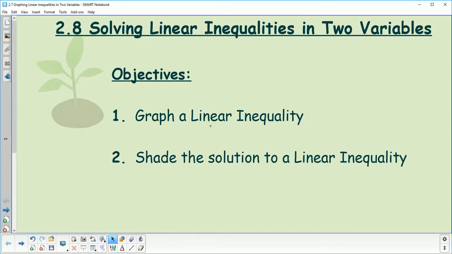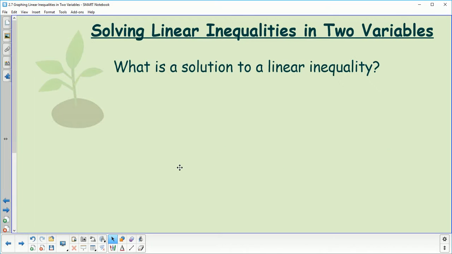Basically what we're going to do is graph a line the way we have graphed a line in the past, like in 2.3, 2.2, and then we're going to shade one side or the other, kind of like we did from Chapter 1 when we graphed a single variable inequality and then shaded one side of the line, whether it was greater than or less than, or greater than or equal to, less than or equal to. Okay, so those are our two objectives for today.